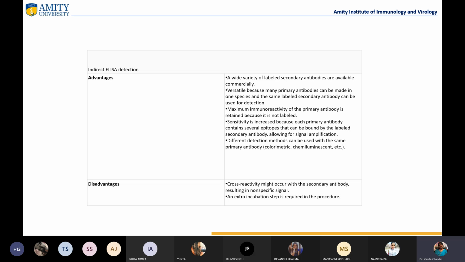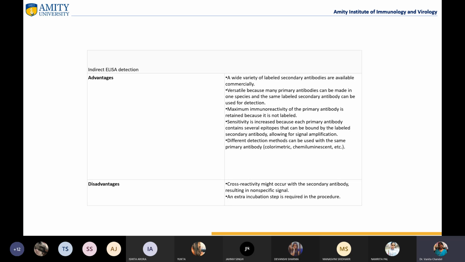Sensitivity is increased because each primary antibody contains a number of epitopes that can be bound by the labeled secondary antibody, which allows for signal amplification. Different detection methods can be used with the same primary antibody, like a colorimetric method or a chemiluminescent method. But what are the disadvantages?